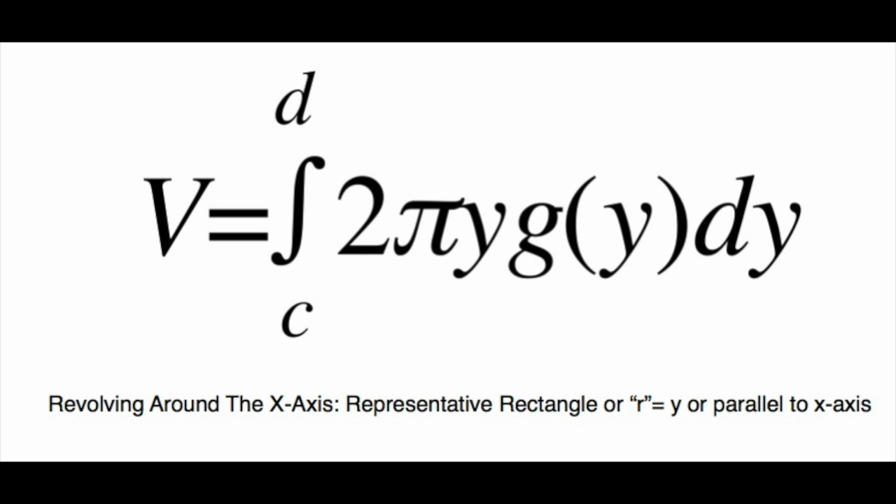If we were revolving around the x-axis, our volume of solid of revolution formula would be V equals the definite integral of 2 pi y g(y) with respect to y from C to D. Our 2 pi y would actually equal our circumference, or 2 pi r, and our representative rectangle, or r, equals y, or it's parallel to the x-axis. Our g(y) would equal our height, and our dy would be the thickness of each of the shells. And remember, our C and D is actually in terms of y instead of x in this case.